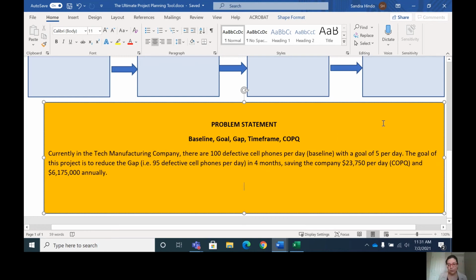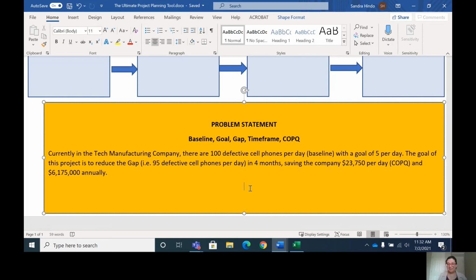And then lastly, you have your COPQ, which stands for the cost of poor quality. How much is it going to cost your company for not removing those 95 defective cell phones per day, at staying at the baseline, which is 100 defective cell phones per day? The most effective way to incorporate the COPQ is basically by telling your audience that if we get rid of these 95, if we really go from 100 to 5, how much company cost savings there will be.